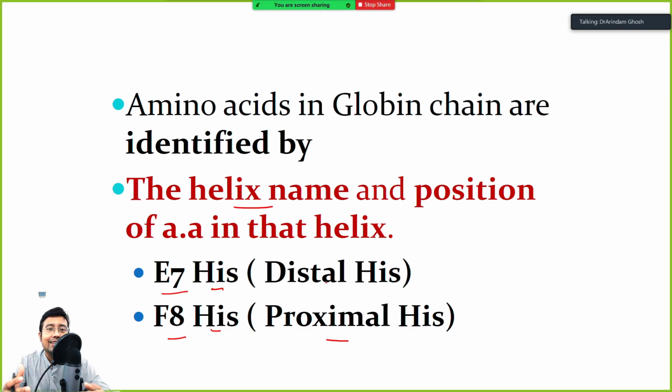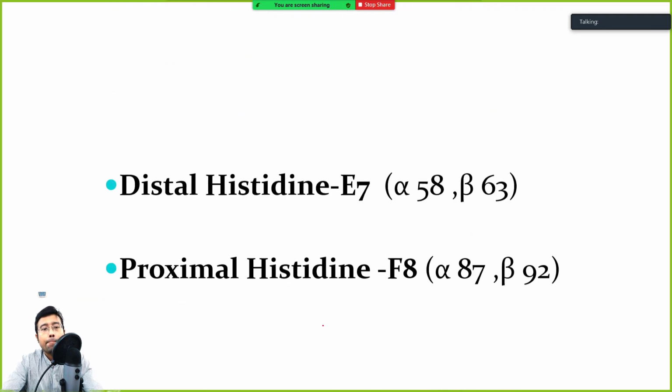It may sound odd, since E comes first and F comes later. Proximal means near and distal means away from the center, but this is not calculated with respect to A to H; it is calculated with respect to the center, that is the heme. F8 is located much closer to the heme moiety, and E7 is located further away, so it is known as distal histidine. This is very important for MCQ: E7 histidine is distal histidine and F8 is proximal histidine. Just remember one, and you can remember the other. Other amino acids you can simply forget.